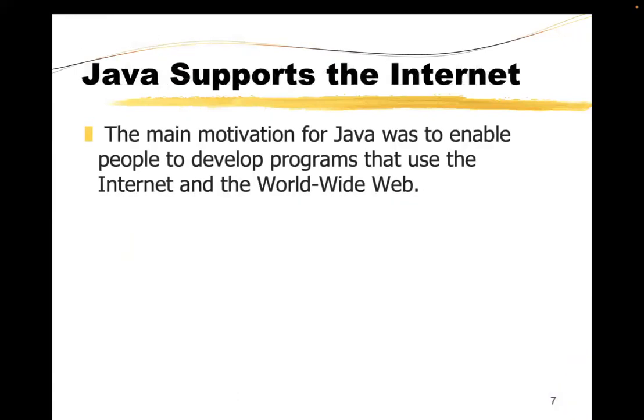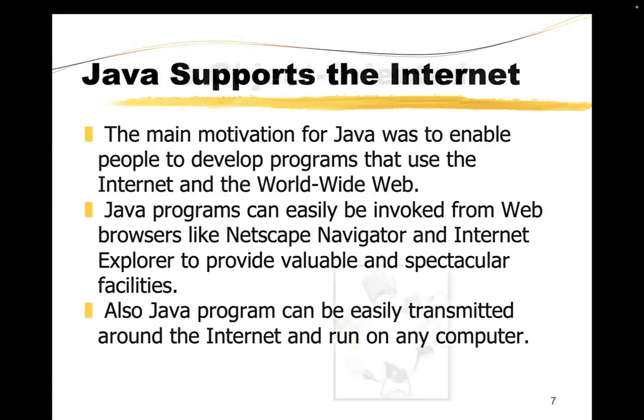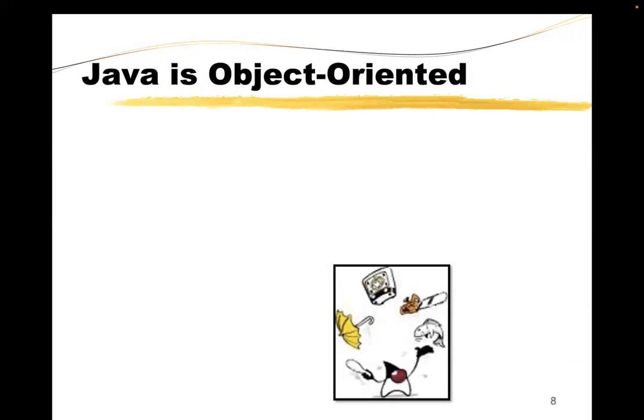And Java supports the internet, and Java is object oriented. Now when you talk about Java, the first thing you will hear is that Java is an object oriented programming language. Does any of you know what the object oriented concepts are? Does anyone know?